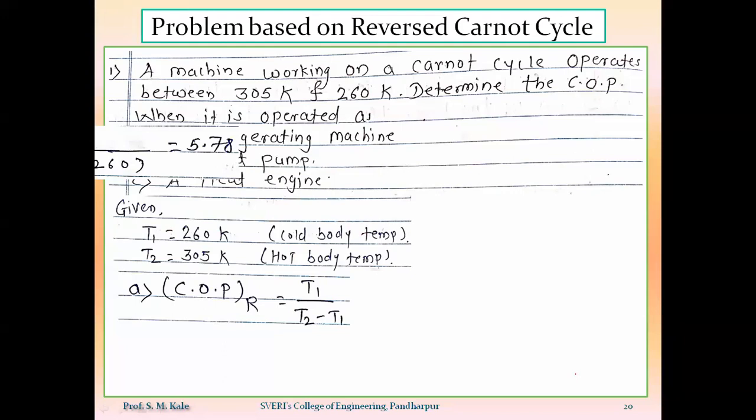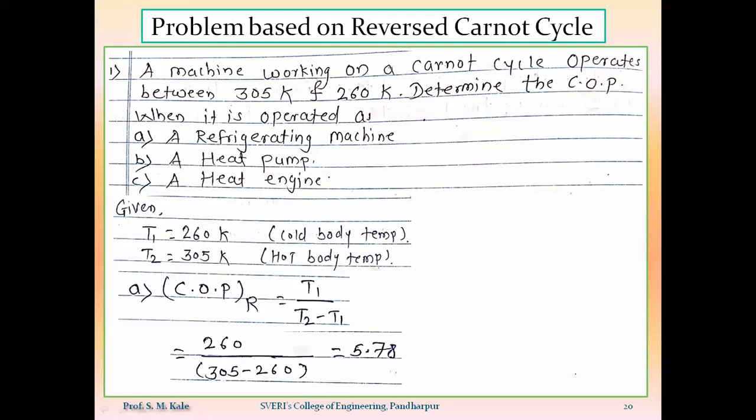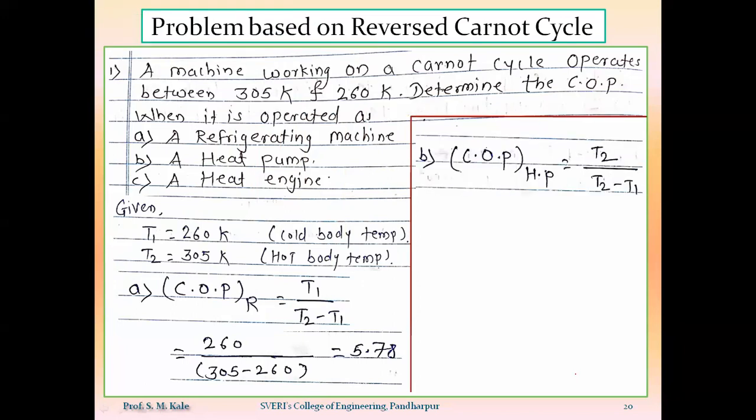Then COP of refrigerator, formula is T1 divided by T2 minus T1. Put those values, you will get the answer as 5.78. Again, COP of heat pump, formula is T2 divided by T2 minus T1. Or you can use another formula: COP of heat pump is equal to COP of refrigerator plus 1. Put the values, you will get the answer as 6.78.